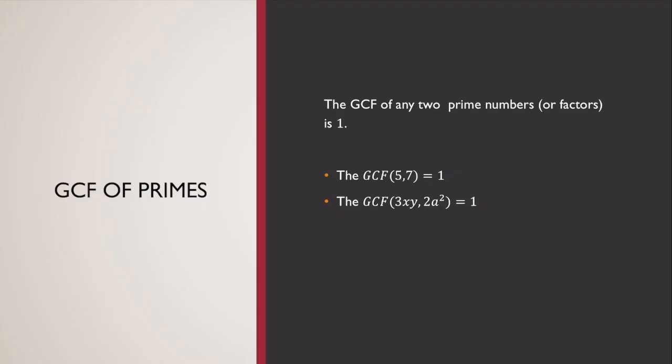Quick note that the greatest common factor of any two prime numbers or factors is 1. So 5 and 7, those are primes, right? We can't break them down any further. It's 1. And for example, the GCF of 3xy and 2a squared is 1, because if you pull those apart, right, I'd have 3xy, which factors into a 3 and an x and a y, and 2a squared, which factors into a 2 and an a and another a. They have nothing in common, so the greatest common factor is 1.